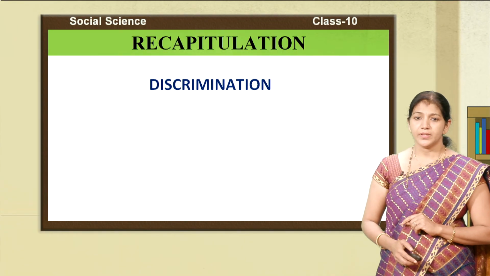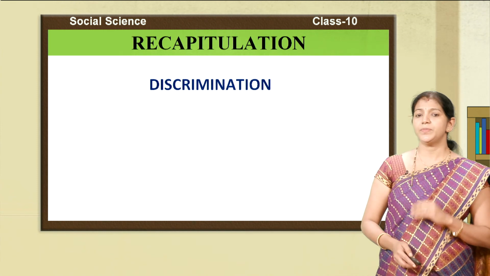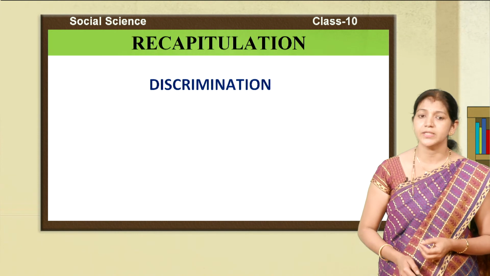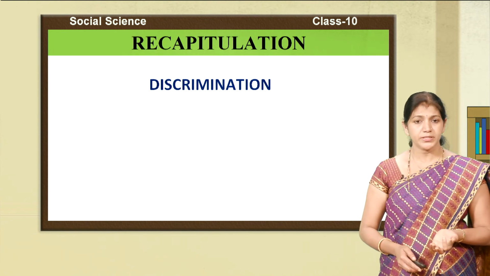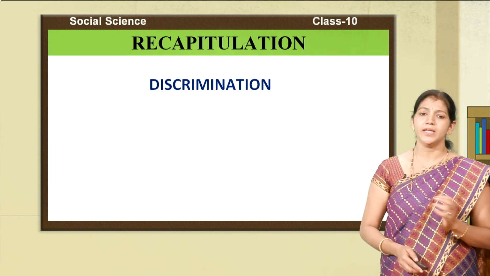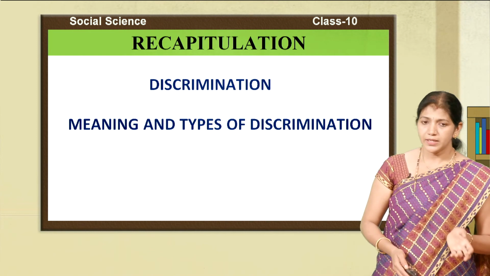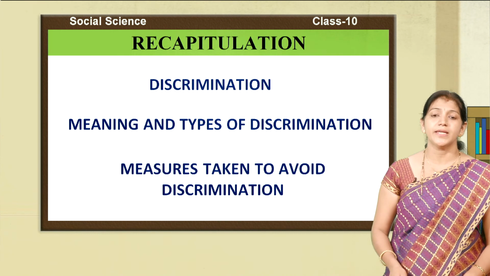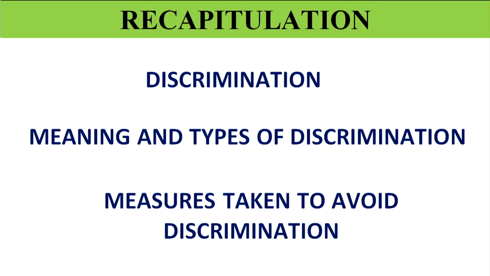Next one is discrimination. Three types of discrimination you learnt, that is caste based discrimination, gender based discrimination and regional inequality. What is the meaning and type of the discrimination and which are the measures taken by the government to avoid discrimination in society.